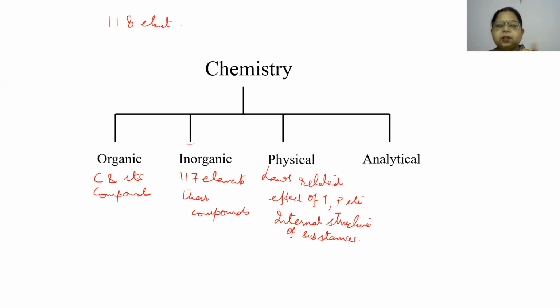So the scientists thought, for the ease of understanding, let it be a separate branch of chemistry, right? So in inorganic chemistry, we talk about 117 elements and their compounds, all types of properties, right? What will happen if they react with HCl? How are they extracted? What is their physical state, solid, liquid, or gas? All those things come under inorganic chemistry.